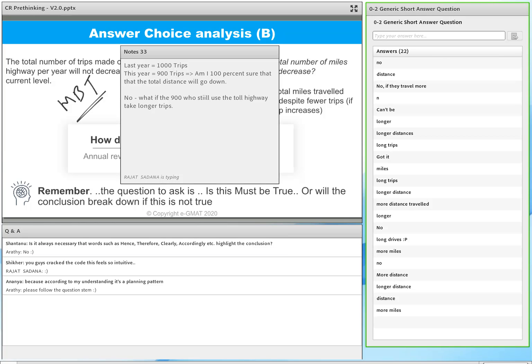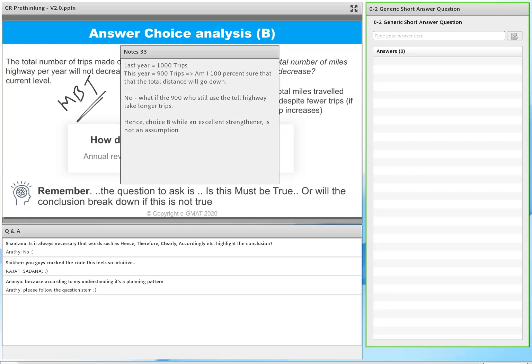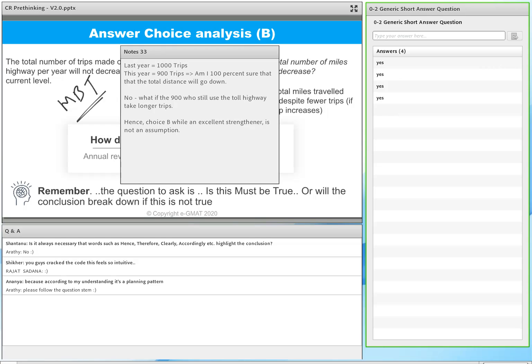So, choice B, a great strengthener, would have been a correct answer choice in a strengthen question, but it is not an assumption. Okay? Everyone who chose choice B, is that clear? You understand what MBT is? Must be true is now? Right?